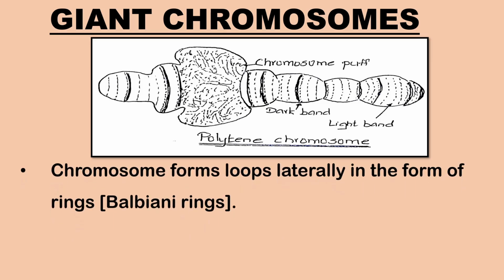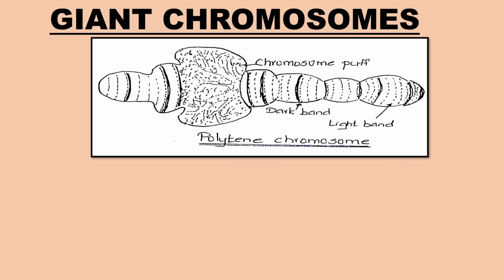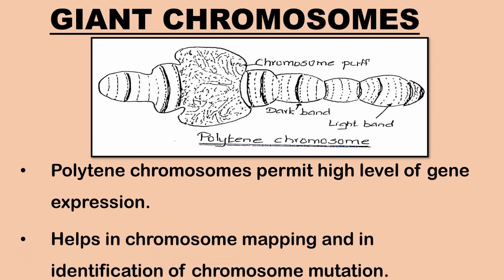The chromonema of the Polytene chromosome forms series of loops laterally in the form of rings. These rings are known as Balbiani rings. They are rich in DNA and messenger RNA. Polytene chromosome permits a high level of gene expression. It helps in chromosome mapping and in identification of chromosome mutation.